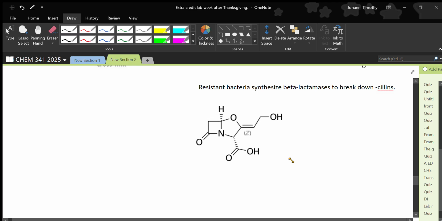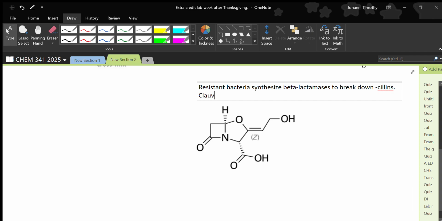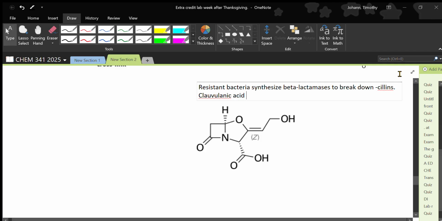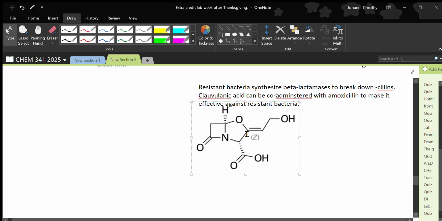If your physician's worried that you have something that's resistant, rather than just give you amoxicillin, they'll also give you something called clavulanic acid. Clavulanic acid can be co-administered with the amoxicillin to keep it effective against resistant bacteria. And this is clavulanic acid right down here.